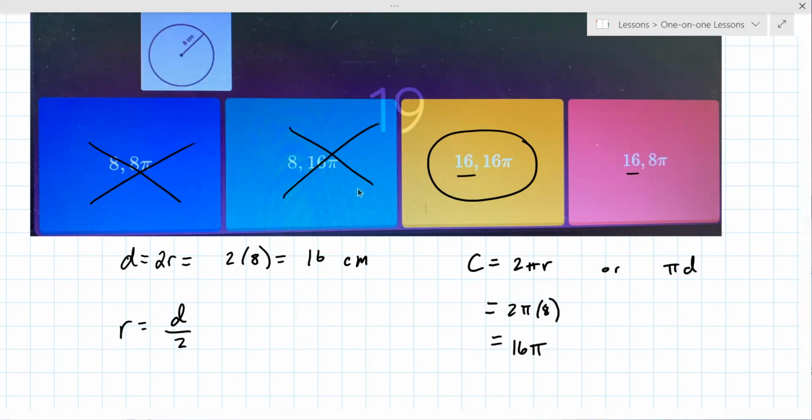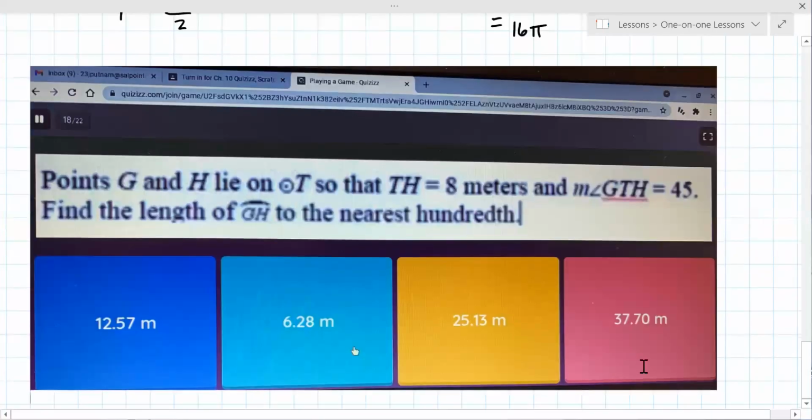Okay, I'm going to move to the next question now. Point G and H lie on circle T so that TH is 8 meters and measure of GTH is 45 degrees. Find the length of GH to the nearest hundredth. Okay, so we got to draw a picture.